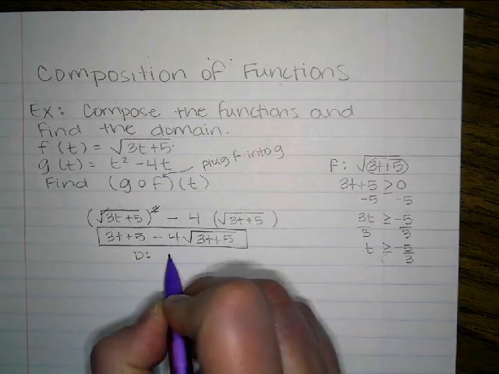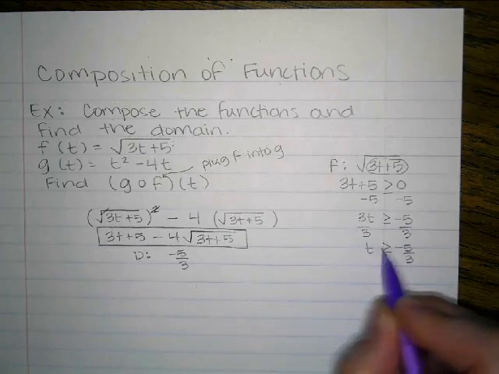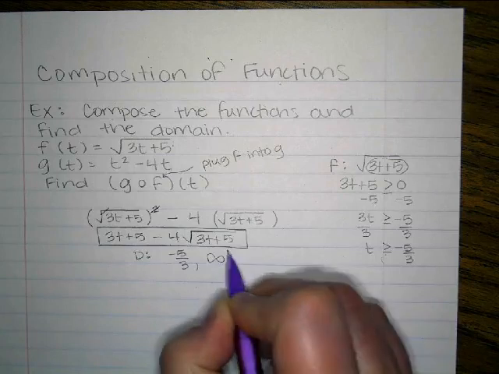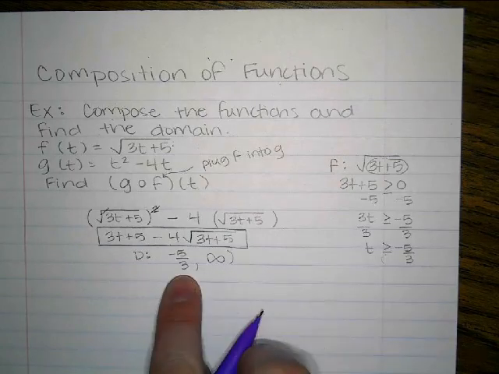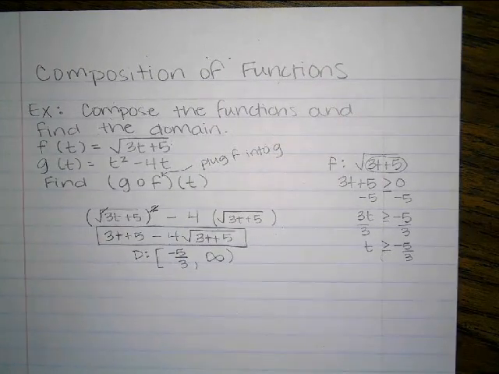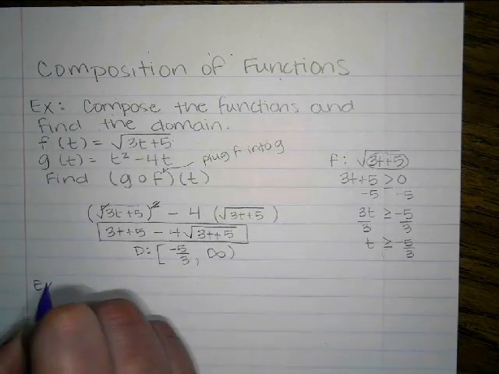Okay, negative 5/3 is the smallest it could be because it says t is greater than or equal to negative 5/3. So negative 5/3 to infinity. Infinity is always a parenthesis. And then what is this going to have? Bracket, because it says equal to. Okay. How do we feel about that? Yeah? Okay.